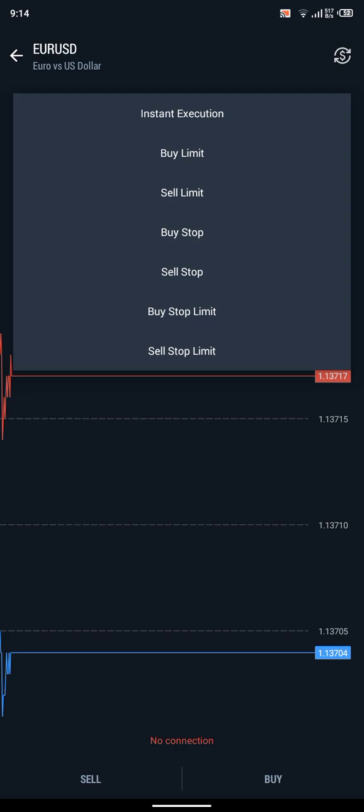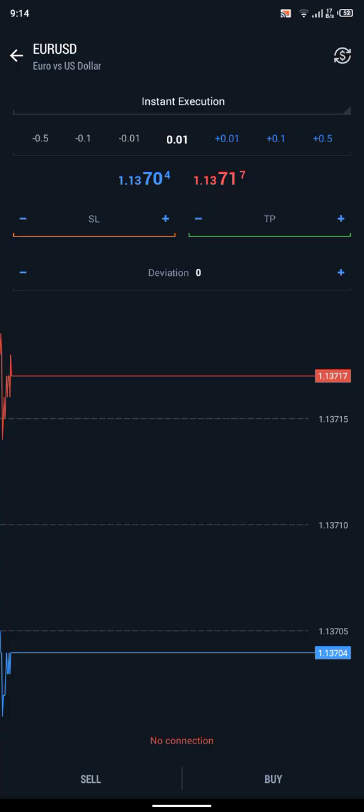Then instant execution also has its importance. So let's move on. How many of us remember mathematics here? We are seeing these decimal numbers: minus 0.5, minus 0.1, then 0.01, then all the way to plus 0.01. Yeah. Now this is the lot size. This is where you can set your lot size.